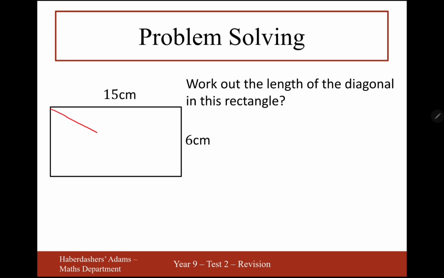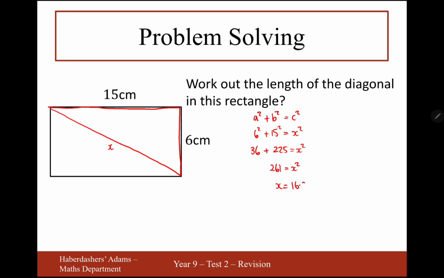Okay, so let's draw that diagonal in, and let's draw the right angle triangle around it. We don't know this diagonal, so we'll call it x. So we're going to use Pythagoras' theorem, a squared plus b squared equals c squared. So that's 6 squared add 15 squared equals x squared. So that's 36 add 225 equals x squared. Add these two together, and you get 261 equals x squared, and then we're going to square root that answer, and as a decimal, it's going to be 16.2 to 3 significant figures, centimeters. So there we are. That's the answer to that one.